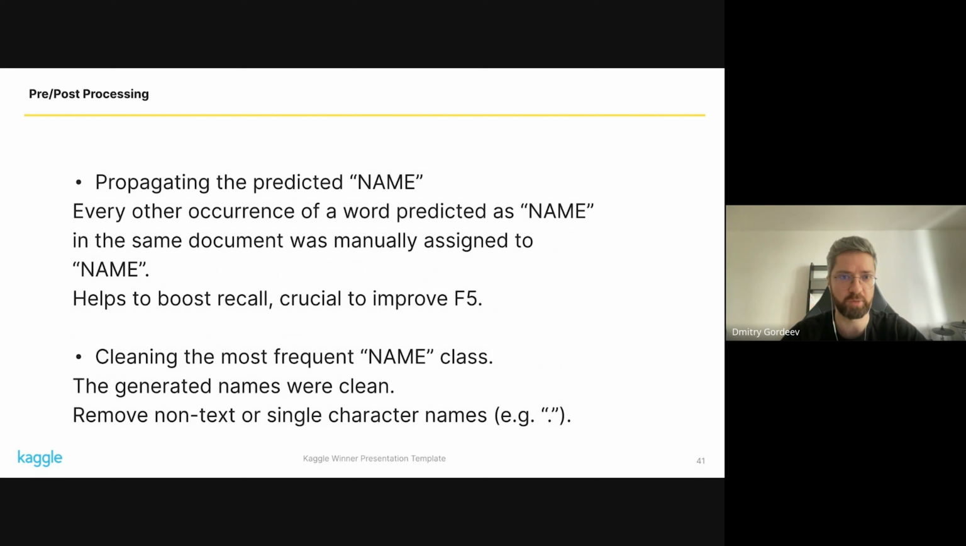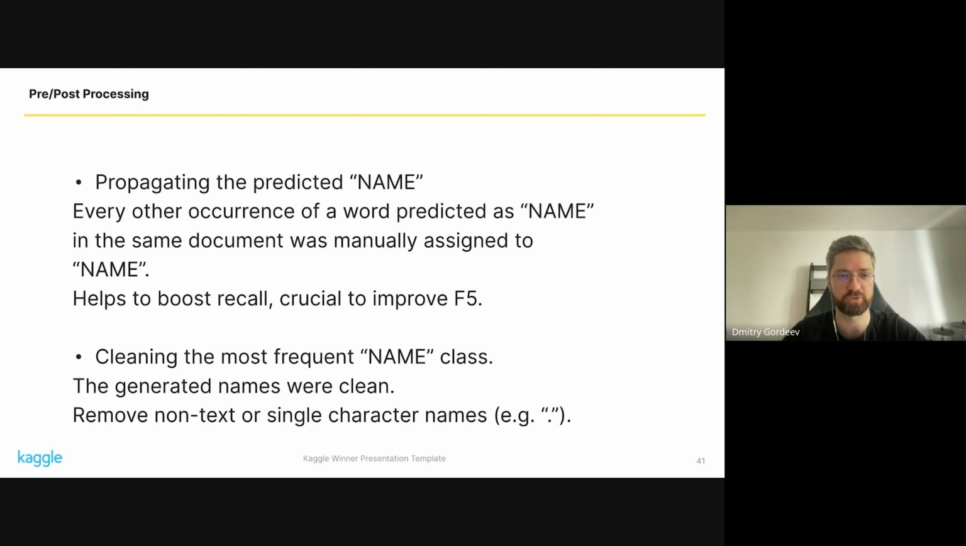So what worked quite well for me, if there was a word that was predicted by a model as a name class, I just marked all the occurrences of exactly the same word in the entire text as the name class prediction. So if there are 5 occurrences of Dmitry in the document and only 2 or 3 of them were actually recognized as the name by the model, I just enforced all the occurrences also to be predicted as name. And that boosted recall, of course, and that improved F5 score.